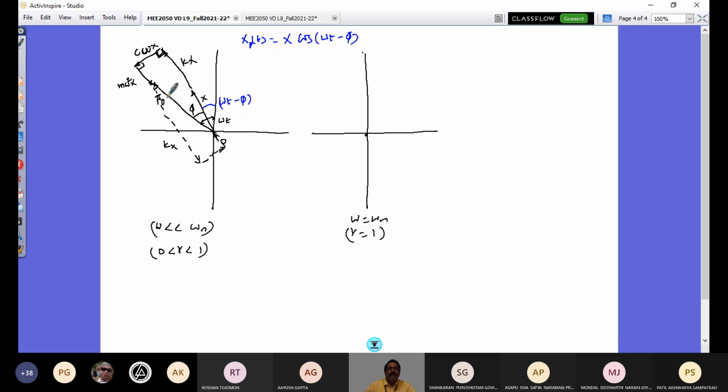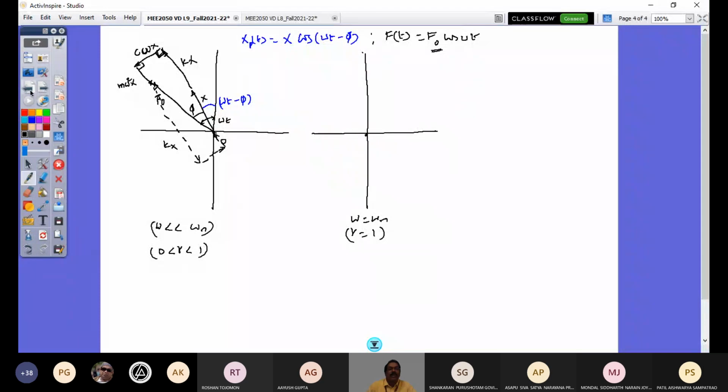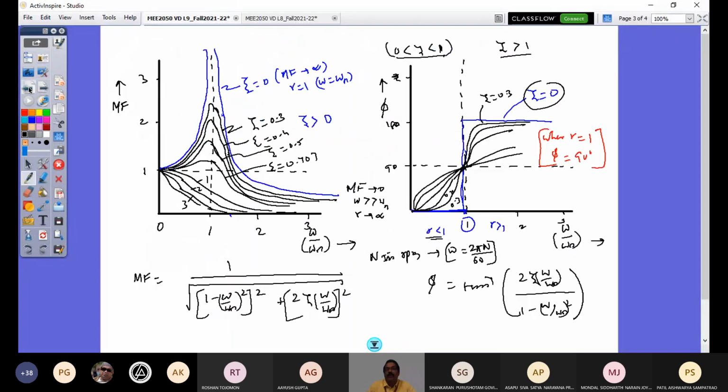In this, the amplitude f naught is constant. That's not varying. So what is our forcing function? F of t is f naught cos omega t. So this f naught is a constant amplitude force. So this vector length, I should retain it, and that is now going to be at the phi angle of 90 degrees. That's what we have seen. In this case, irrespective of damping, at resonance, you have phi angle 90 degrees.